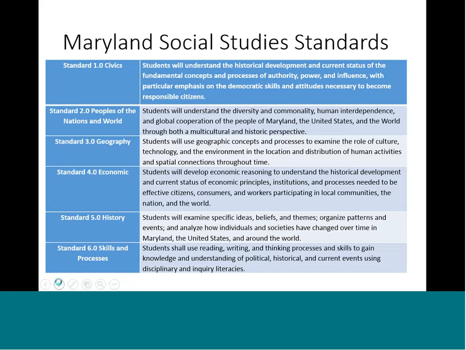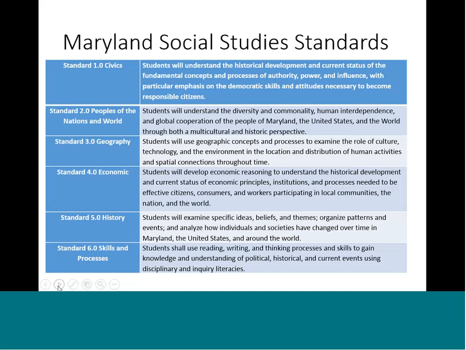They are Standard 1, Civics, 2, People and Nations of the World, 3, Geography, 4, Economics, 5, History, 6, Skills and Processes. Together, these inform the development of local curricula and provide guidance to teachers on the expectations for social studies education in Maryland. This webinar will focus on the 6th standard, Skills and Processes.